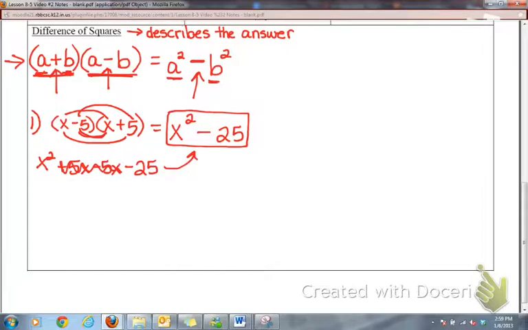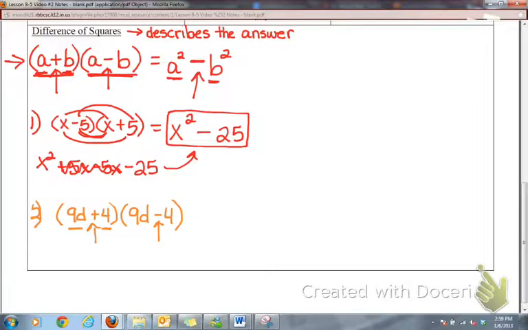So let's try another example. Example number 2 of this. Let's do 9d plus 4 times 9d minus 4. And it should pop out to you that these are almost the same, except one has a plus and one has a minus. So they're basically just opposites of each other. So when you have a problem like that, you can just square the first term, square the second term, and put a minus in between them.